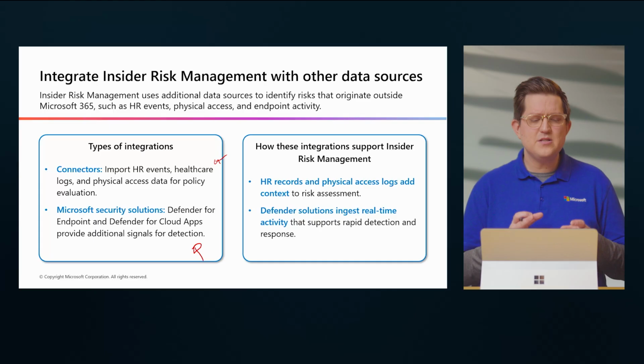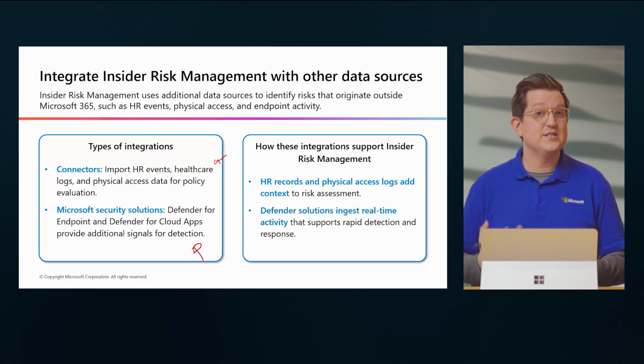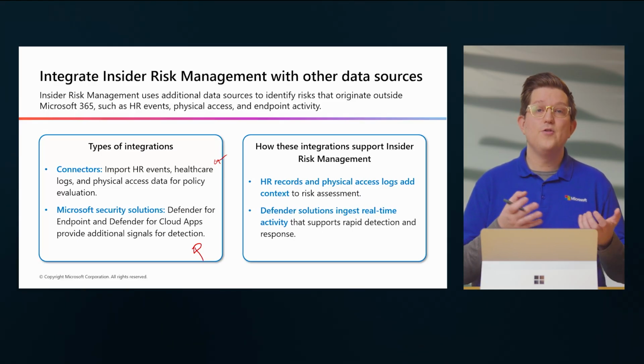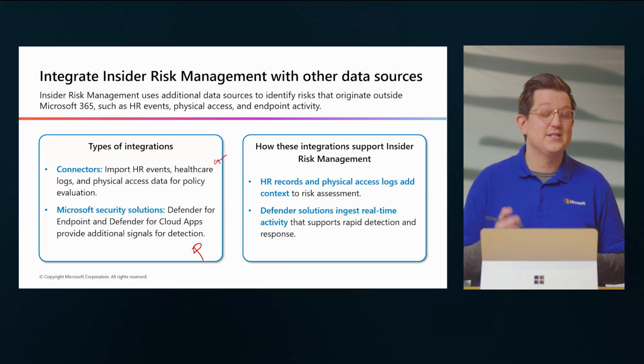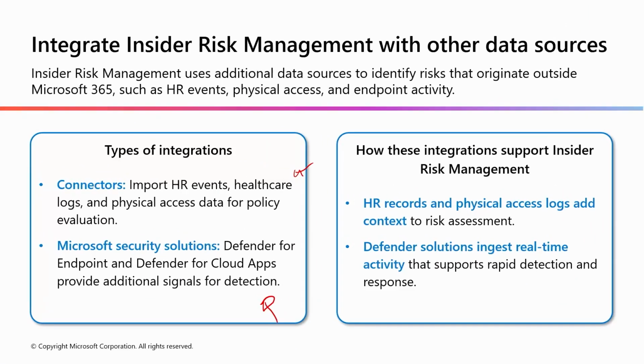Now, the intent and use of these is slightly different. A connector is more focused on adding different types of risk assessment values. So, the more information we can get from, say, a HR system around when someone has resigned from a job, or when someone has moved positions, or when someone has been let go from the company and we enact a departing user policy, we can feed that in as a mechanism to assess the risk of the user.